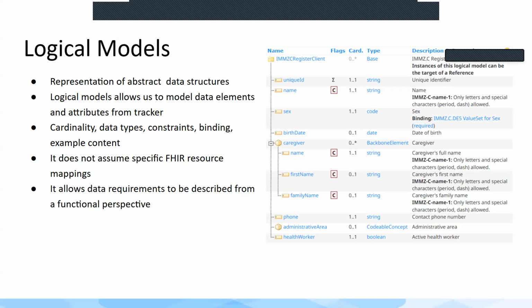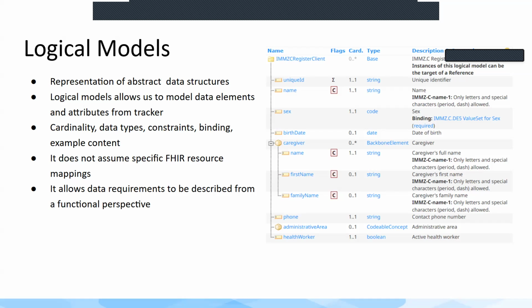So it allows us to model data elements and attributes from tracker. And we can include the cardinality of the data elements, the different data types, and the mappings as well from DHIS2 data types to FHIR data types. And the DHIS2 data types is actually a subset of the FHIR data types. So we can map all of the data types with no issue. And also we can include, if you have any constraints on the data elements, binding, what kind of option sets are used for your DHIS2 attributes or data elements.